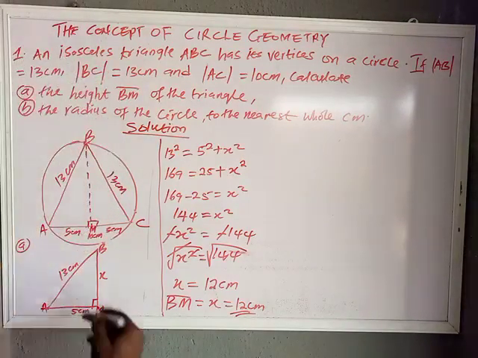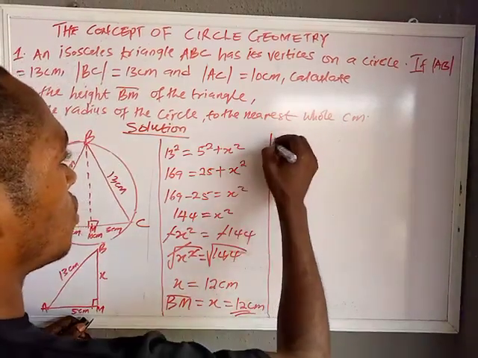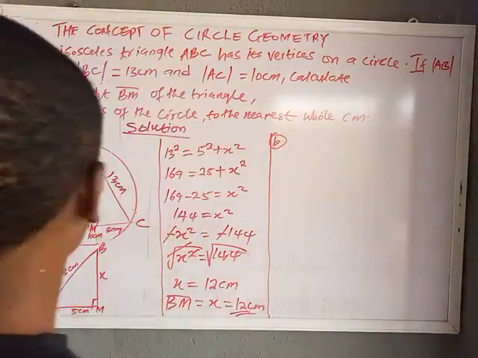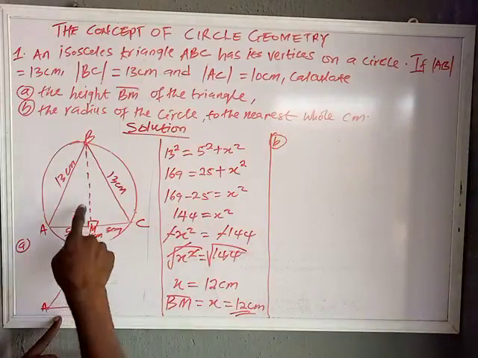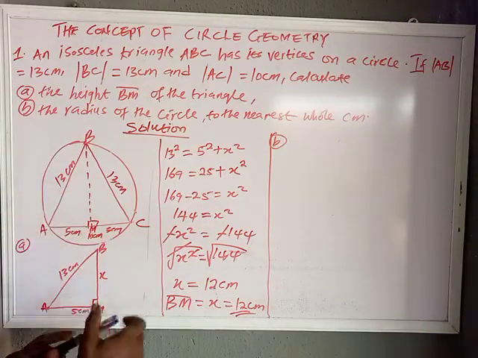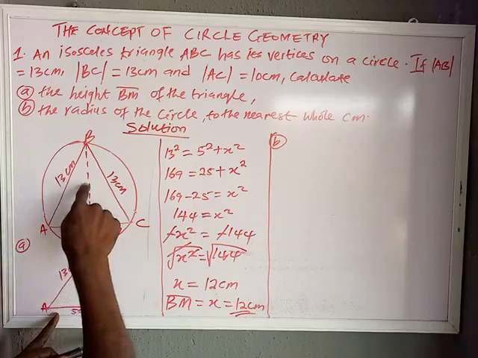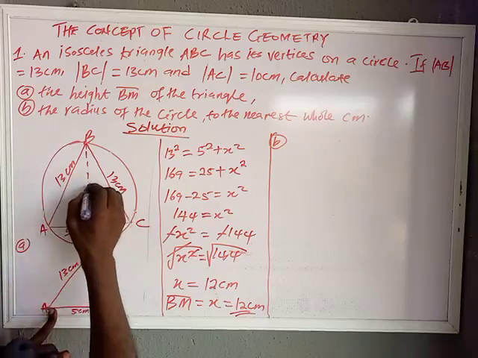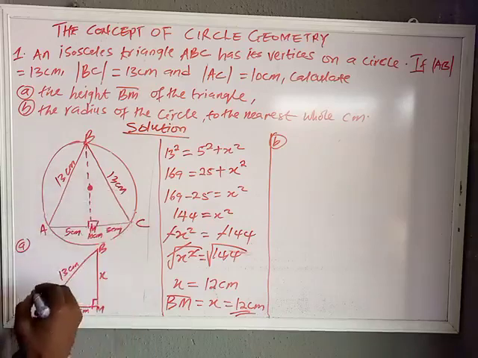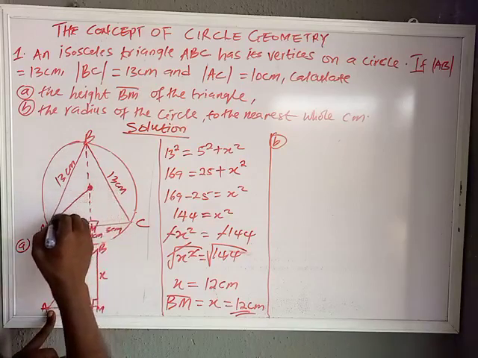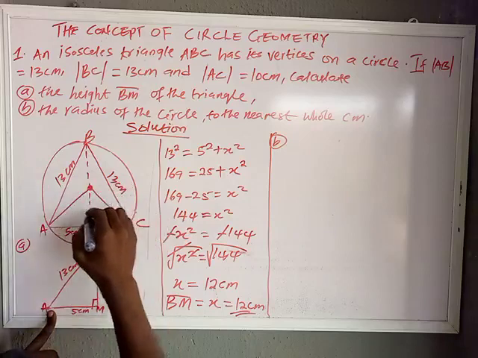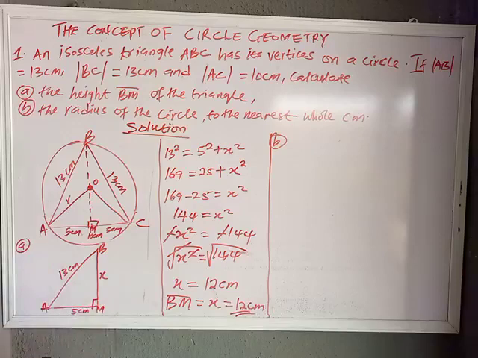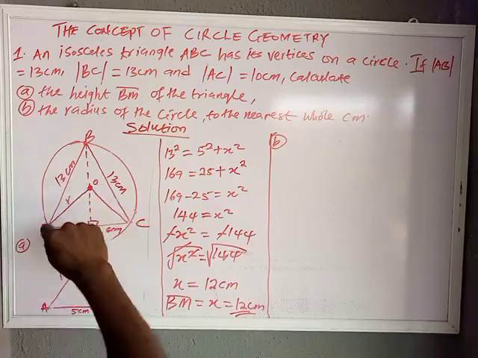Now the next thing to do is to look at part B of the question. Part B asks for the radius of the circle to the nearest whole number. Now we must apply a particular concept here. The radius is a line drawn from the center to any point on the circumference. Let's say this is the center of this circle, and this is our midpoint. If I draw a line from here to this place, this is the radius. Let's call the center O. I'm looking for this radius.